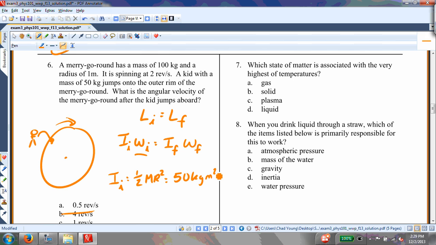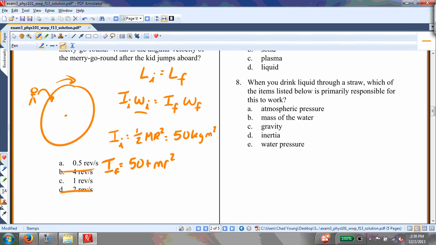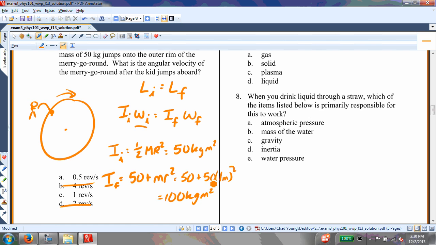And then when the kid jumps on, I final, it's going to equal that for the disk plus mr squared, where mr squared represents the moment of inertia of the kid, treating him as a discrete particle. So it's going to be 50 plus the mass of the kid was 50 times 1 meter squared. So I get 100 kilogram meters squared. All right, so my moment of inertia goes up by a factor of 2. That means that my angular velocity is going to go down by a factor of 2. So that's going to make it C is the right answer.